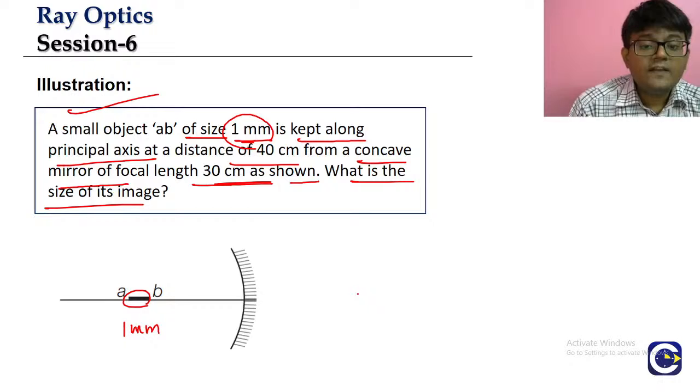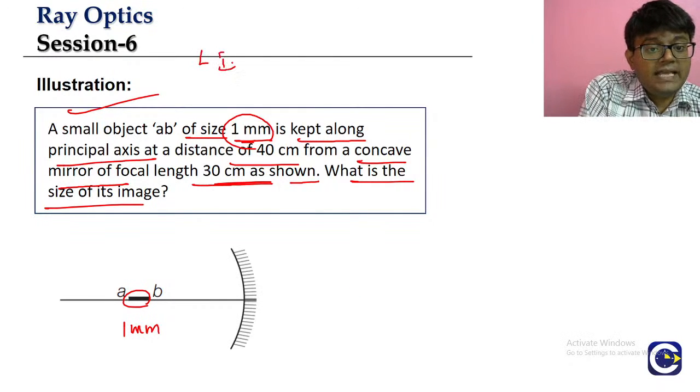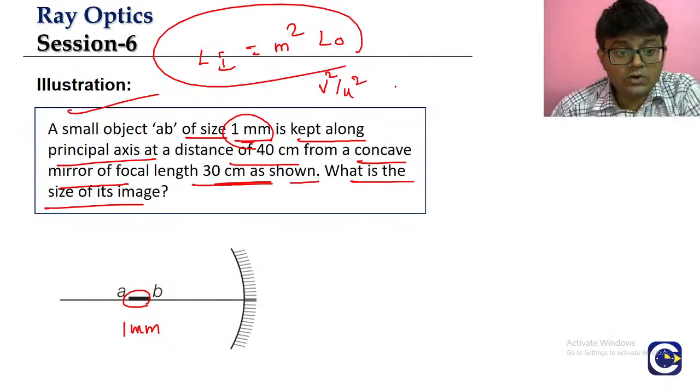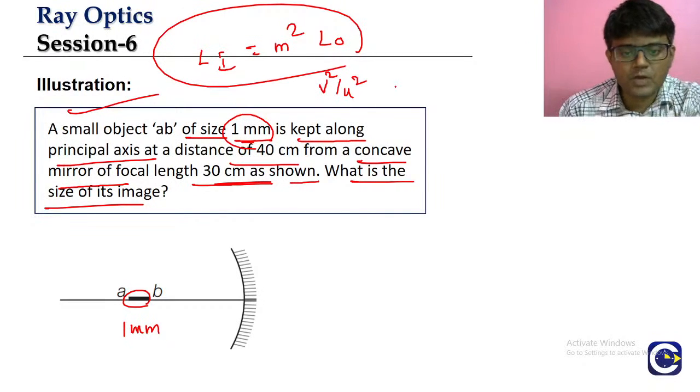So here, do we have the formula? The length or size of image is equal to M square into length or size of object, isn't it? So for this we should know what is M square. M square means V square by U square, right? Because M is equal to minus V by U. We know U, but we don't know V. So the first step of the problem will be to find the V value.